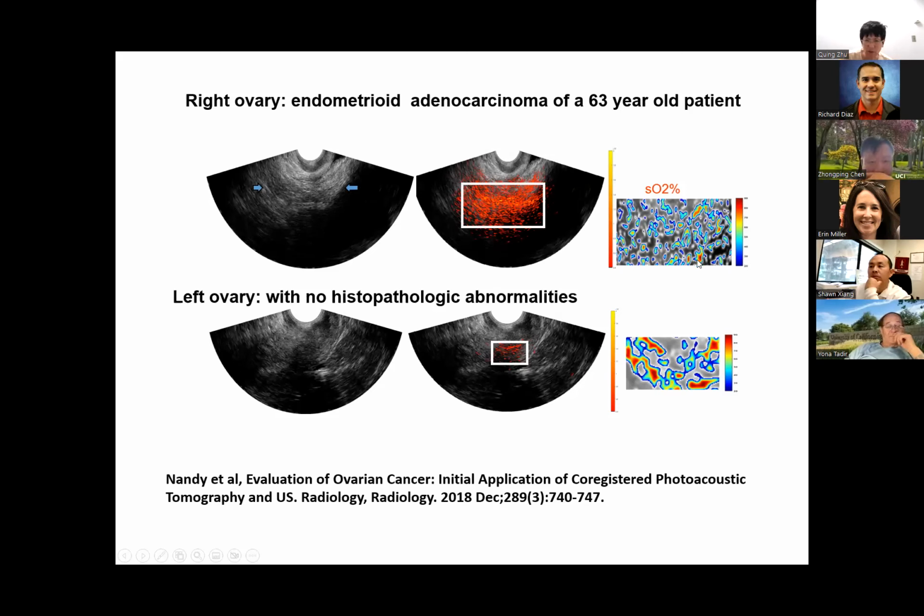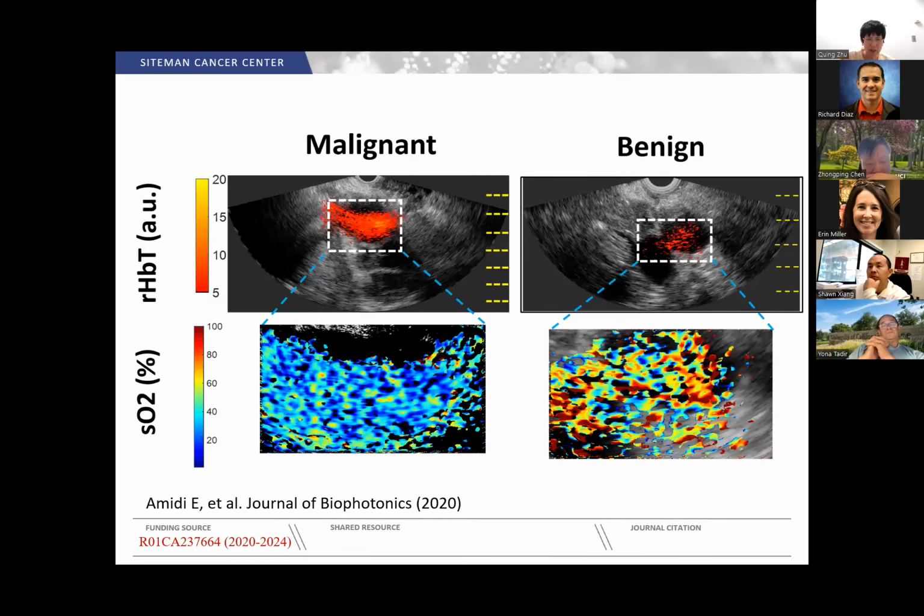Because we have multiple optical wavelengths, we can also compute the oxygen saturation. In general, the oxygen saturation value is lower for the cancer and higher for the normal ovaries and normal lesions. This is typically what we see. Malignant lesions show a very high concentration, also localized depending on the size, and lower oxygen saturation compared with benign lesions, which have higher oxygen saturation and lower signal level. So this is in principle what we find from our pilot data.